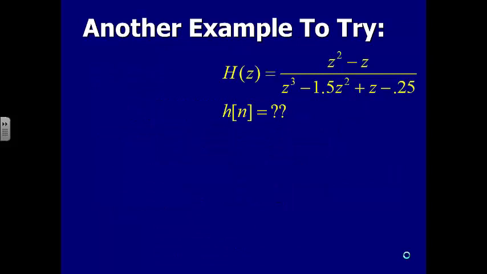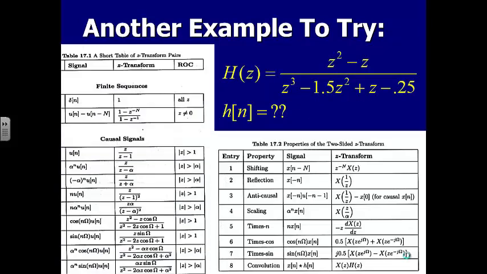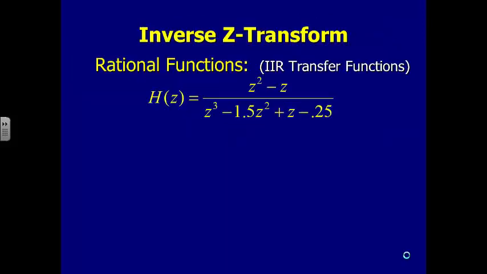Okay. All right, here's another one. Let's see. Now I'm in trouble because I've got a third order polynomial in the denominator, and there is nothing third order in my table. And now is when we have to get fancy. And this is the typical case.